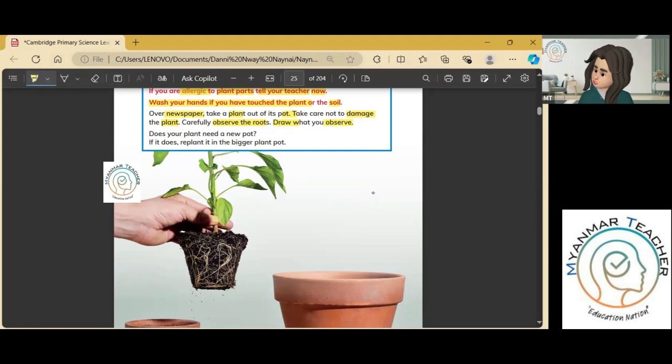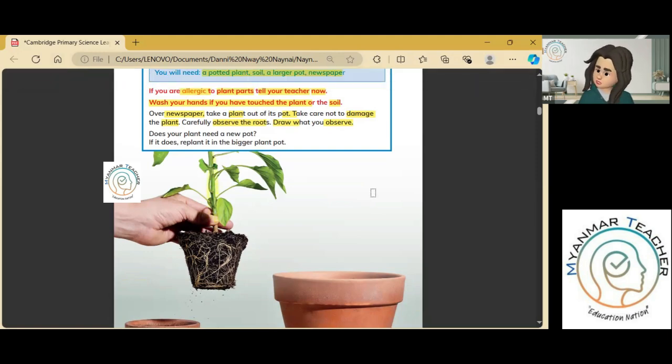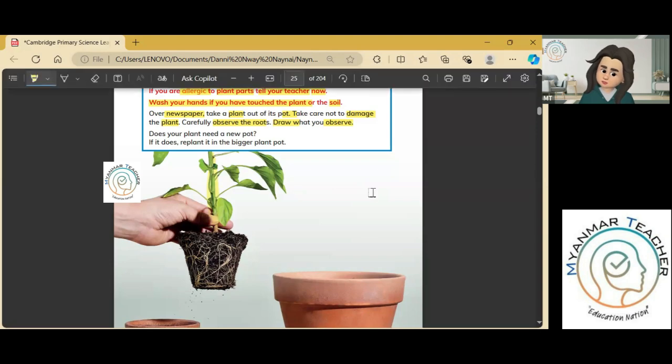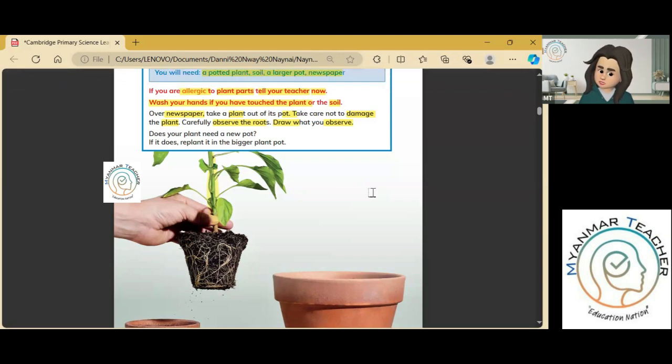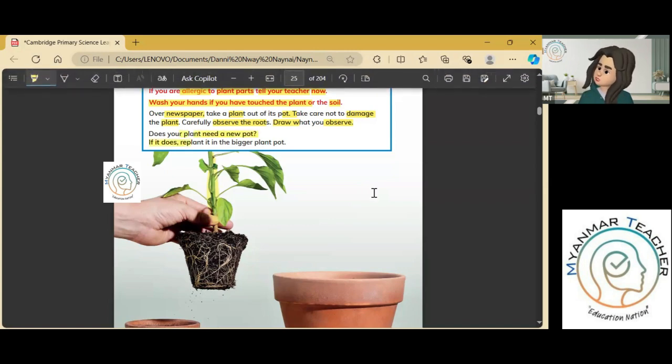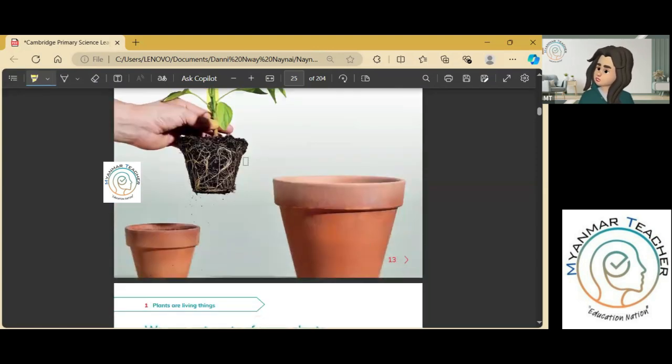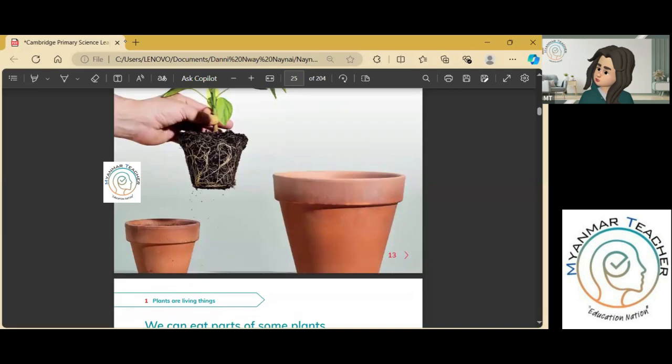I'm going to color it yellow a bit. The stem is very fragile. If you hold it like here and you squeeze too strongly, it could break in half. And does your plant need a new pot? If it does, replant it in a bigger plant pot. You can see this is a tiny one, so the roots can expand. You can already see, like at the corners, the roots are coming out. So the roots are everywhere. It spreads, so it can spread bigger.